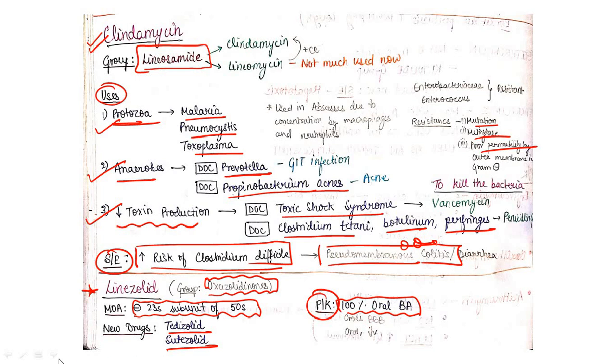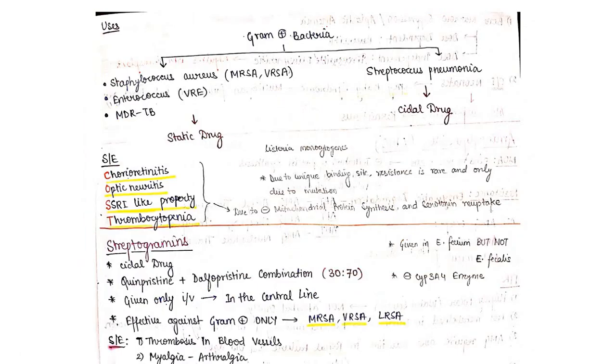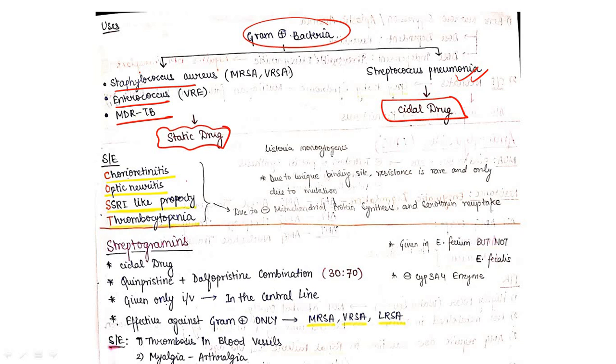Now moving to the next, what are the uses? It can be used for gram-positive bacteria, for Streptococcus pneumoniae, where it acts as a cidal drug, and for Staphylococcus aureus, Enterococcus and MDR-TB, it works as a static drug. Clear? Now what are the side effects? Chorioretinitis, optic neuritis, SSRI-like property, and thrombocytopenia. These are the four side effects associated with linezolid.